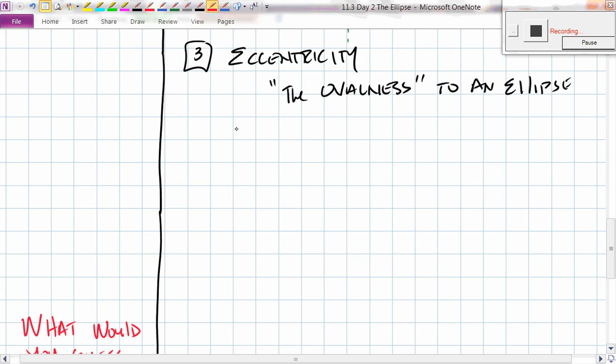Okay? So it's somewhere between 0, less than or equal to, well, we have eccentricity is just this, E. And the definition of eccentricity is nothing more than C, the distance from the center to a focus, divided by A, which is the distance from the center to a vertex. And that has to be less than 1. So it's somewhere between 0 and 1.